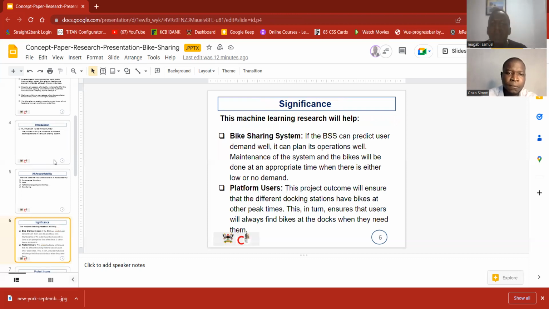The significance of our project is that it's going to help predict where the imbalances are going to be. This prediction will help mainly 2 groups: the bike sharing system administrators, so that they can transfer bikes to where the demand will be and preload the high demand areas with more bikes; and also the platform users, so that they don't come to a docking station and there are no bikes at time of need.